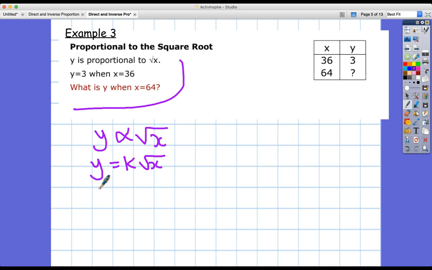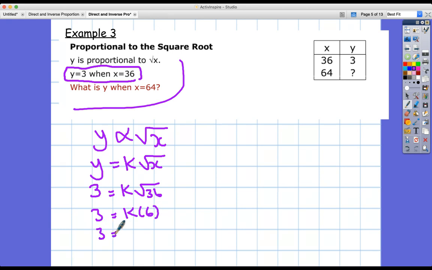Then we just go and put in a pair of values. And there's only one pair of values given to us in this question. That's all we need. So when y is 3, x is 36. So 3 is equal to k times 6. 3 equals 6k. K is equal to 3 over 6, or 1/2. So now that we've found what k is, the formula is y equals 1/2 of root x. Now, what is y when x is 64?